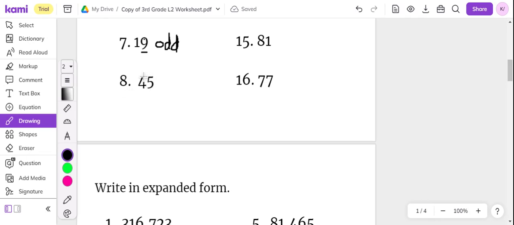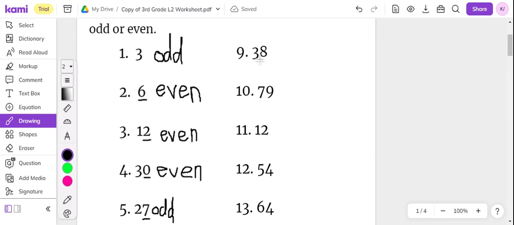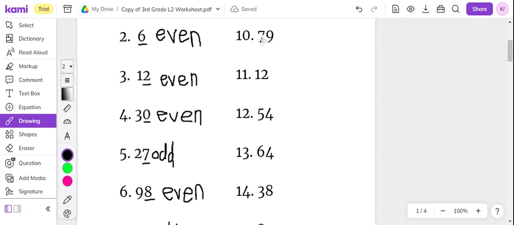Over here, 45, same thing. 5 is not an even number, so we will also write odd for number 8. Number 9, 38. 8 is an even number, so we will write even. Number 10, same thing. 79, and then the 9 is in the ones place, and 9 is an odd number.